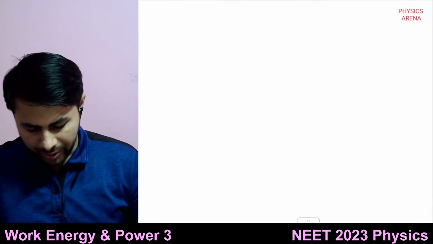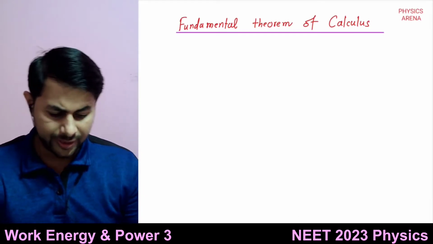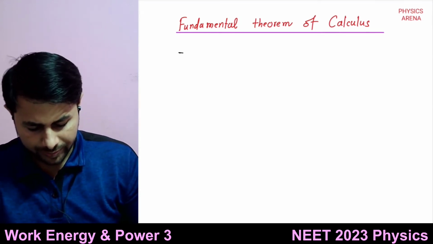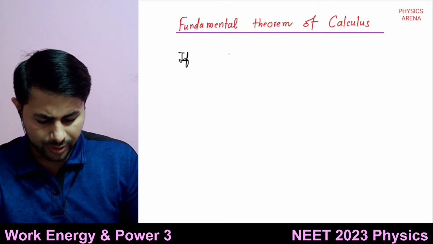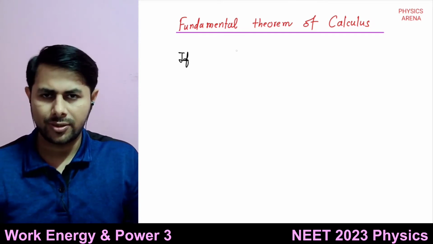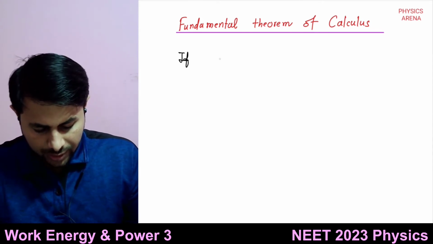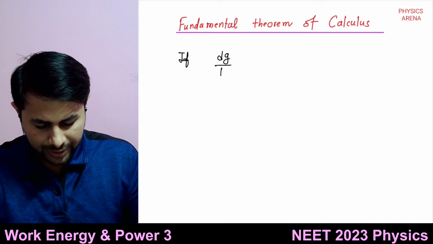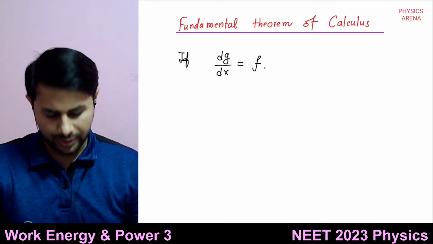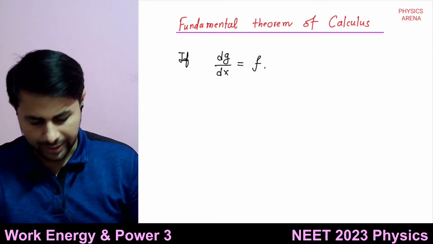If you remember the fundamental theorem of calculus, what does it say? If you have two functions f and g, such that dg by dx is equal to f, so f is the derivative of g with respect to x.